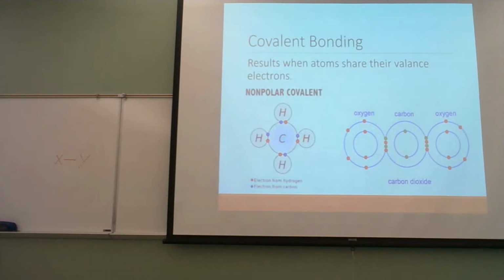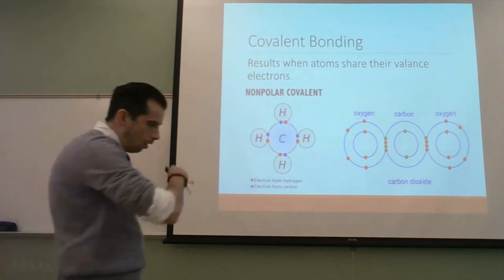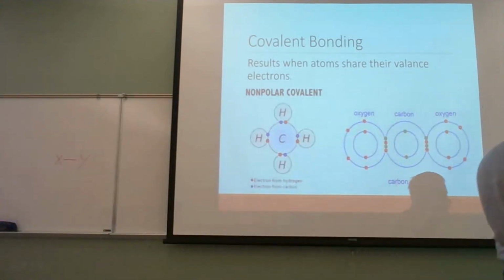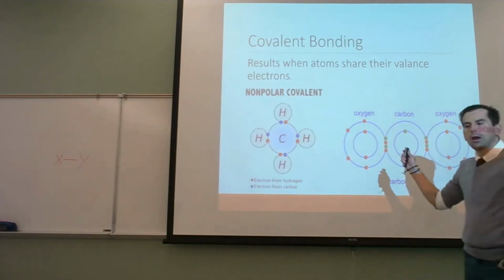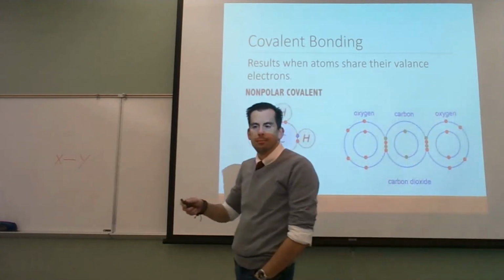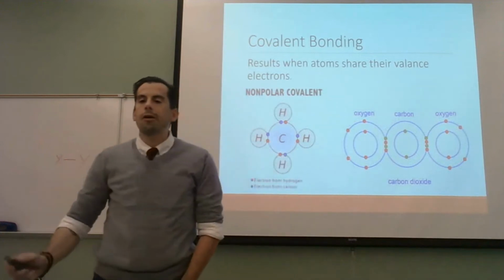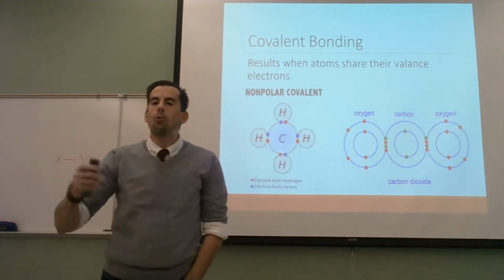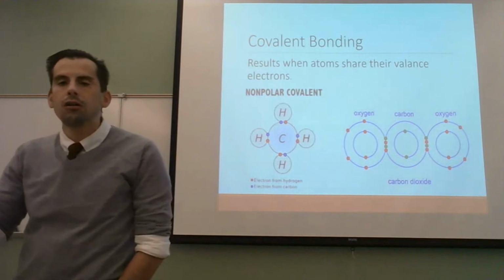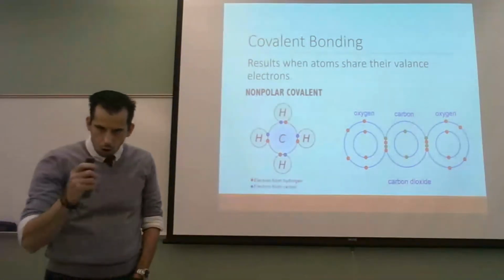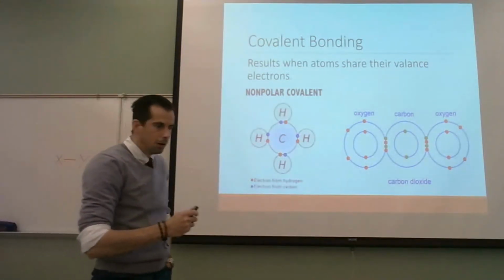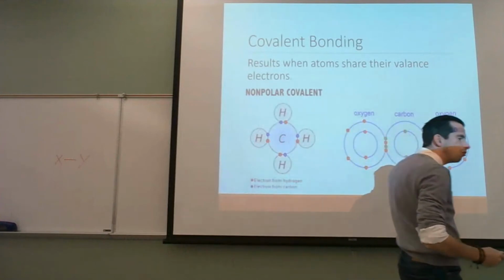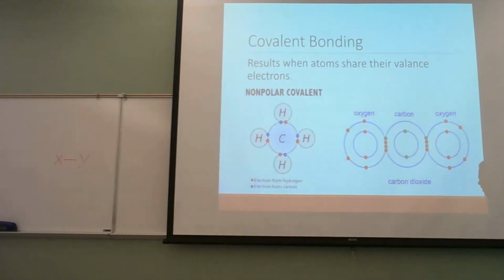Let's look at this diagram on the right. This is carbon dioxide. Remember what I said about ions. They form that way because the atoms want to always fill up their outer levels. Always. Covalent bonding essentially accomplishes the exact same thing.